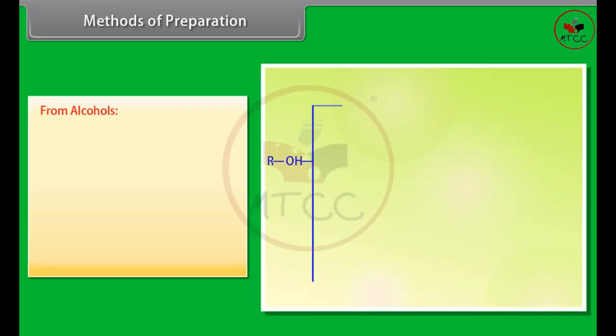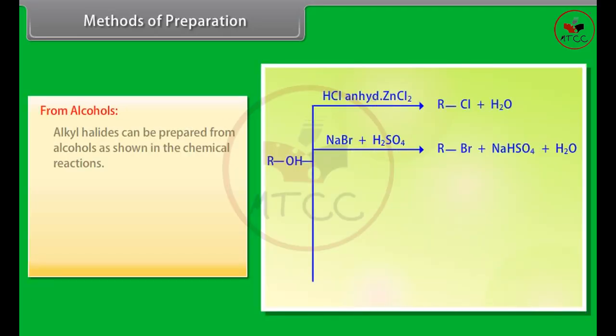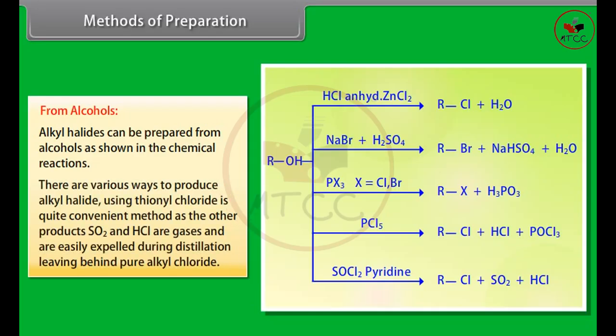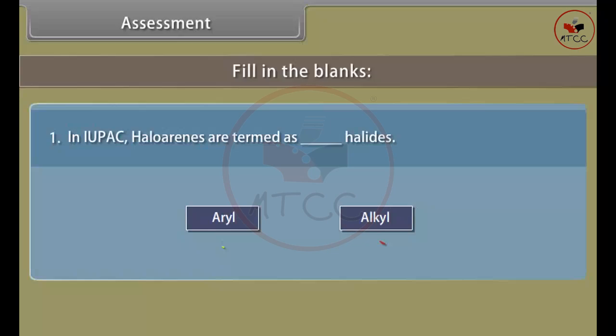Methods of preparation. From alcohols. Alkyl halides can be prepared from alcohols as shown in the chemical reactions. There are various ways to produce alkyl halides. Using thionyl chloride is quite a convenient method, as the other products SO2 and HCl are gases and are easily expelled during the distillation, leaving behind pure alkyl chloride.